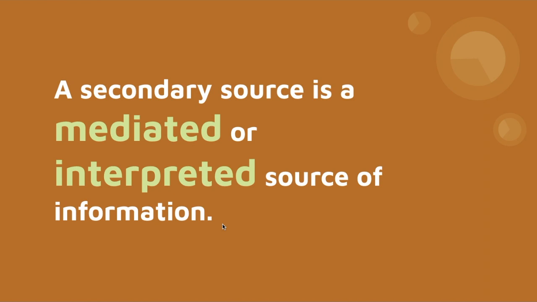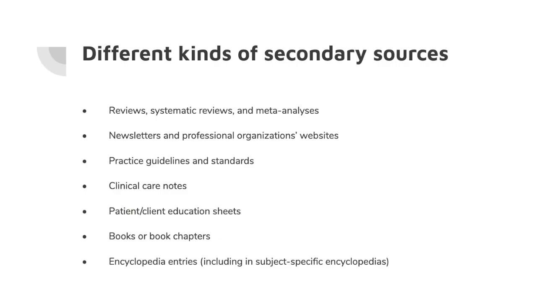A secondary source is a mediated or interpreted source of information. Secondary source articles often summarize, compare, or evaluate primary information in studies. Meta-analyses, for instance, pool the results of many different individual studies to draw conclusions based on a very large number of individual results. Different kinds of secondary sources include reviews, systematic reviews, and meta-analyses.